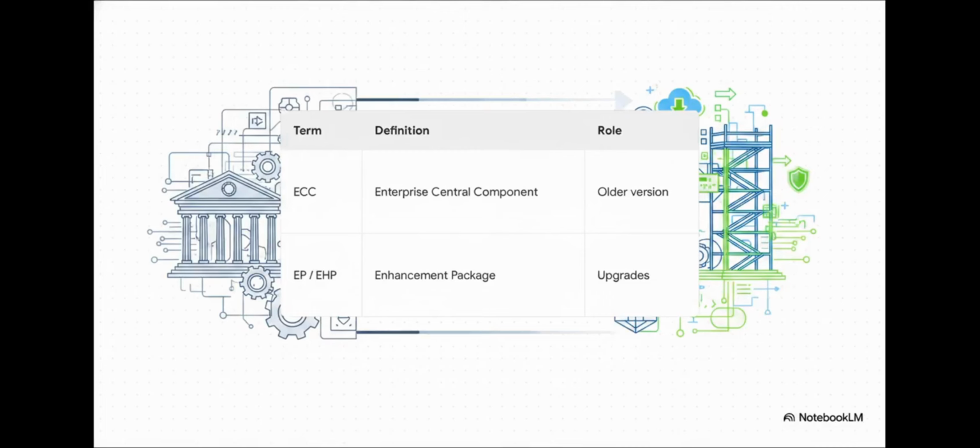Now, if the ERP is our building, how does it evolve over time? When you look under the hood of the system, you're going to see these two terms pop up a lot. First is ECC, which stands for Enterprise Central Component. This is your classic older version of the SAP ERP architecture. Contrast that with EP or EHP, which are enhancement packages. These are the ongoing modern upgrades that get deployed to the SAP system. Basically, they're the renovations that keep our corporate building state-of-the-art, functional, and highly secure.